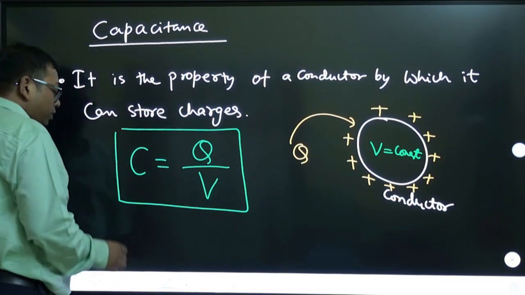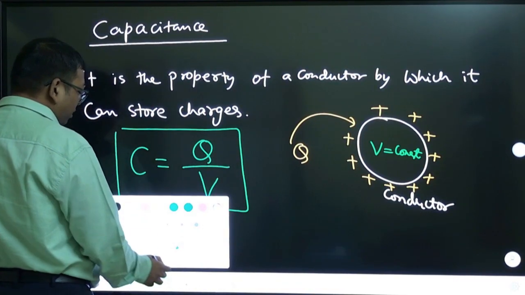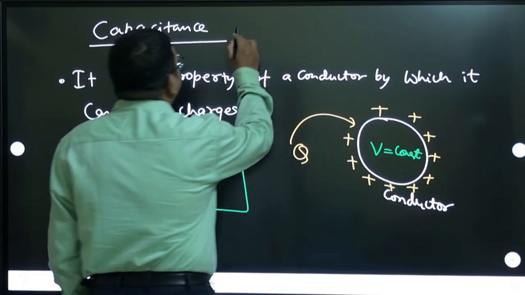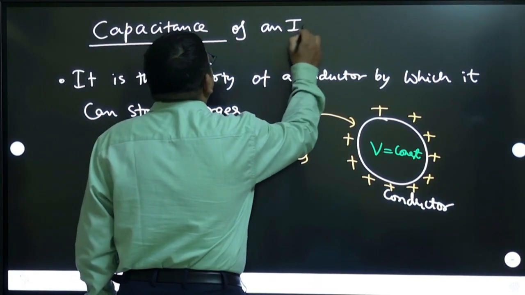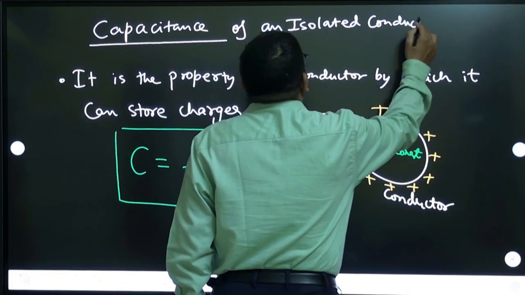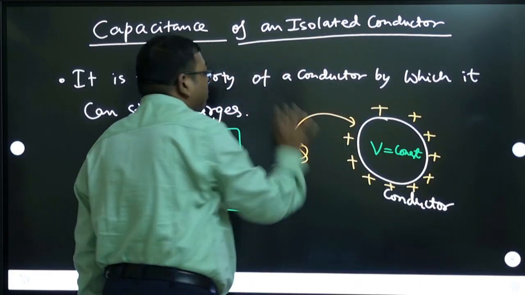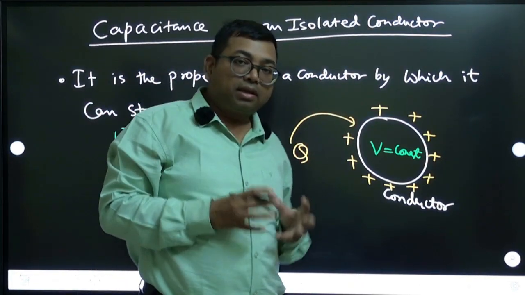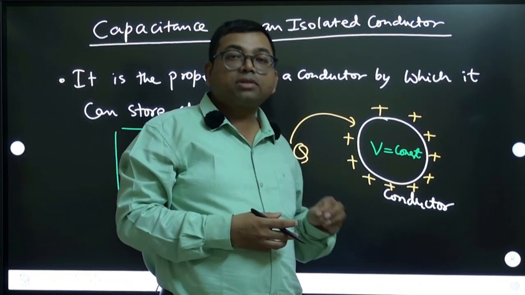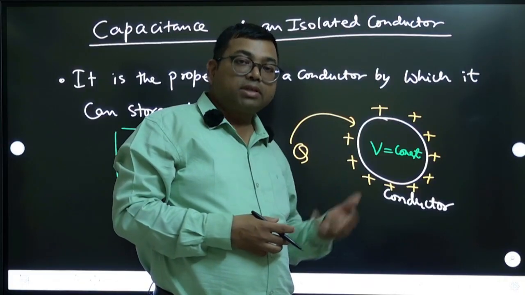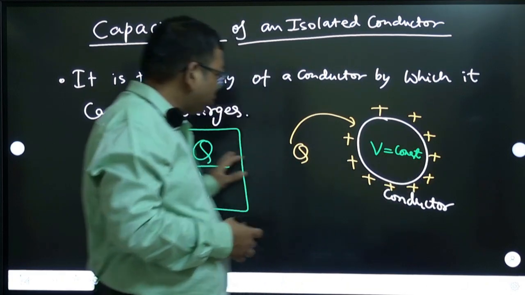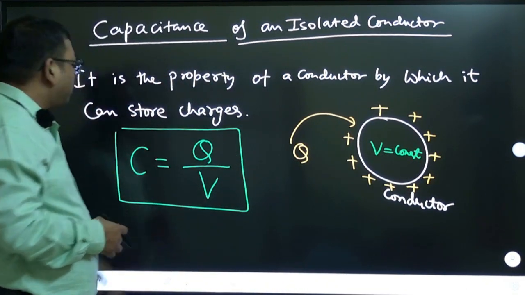Okay. So this is how we are defining capacitance of a conductor, of an isolated conductor. Isolated means this is one single conductor, and if you are giving more charges, its voltage is also changing. But for a given charge, it will have a constant voltage. So the ratio of charge to voltage, that is called capacitance.